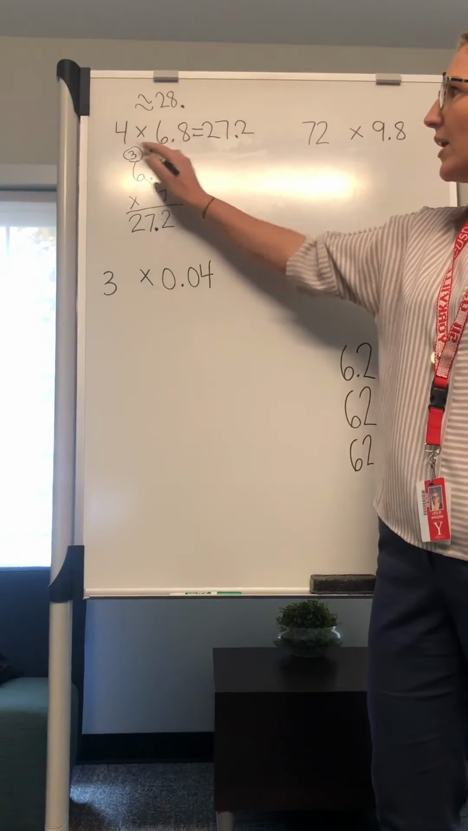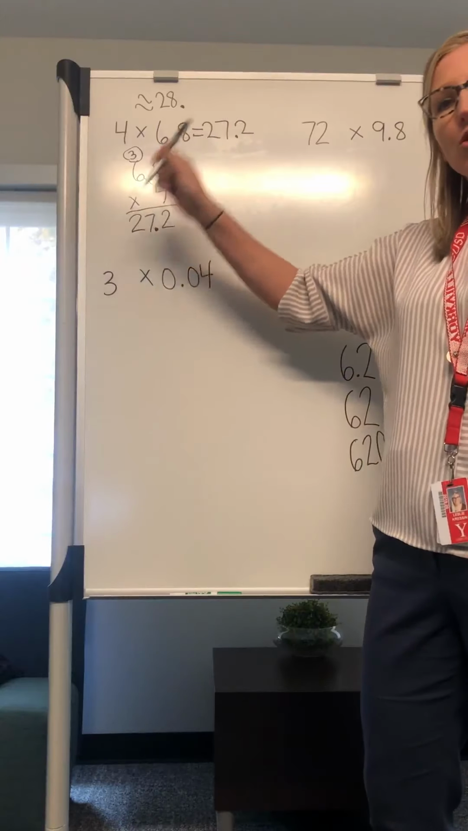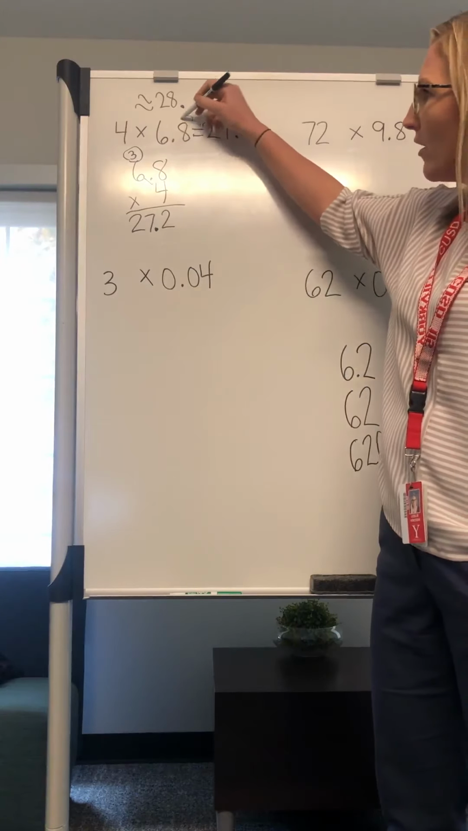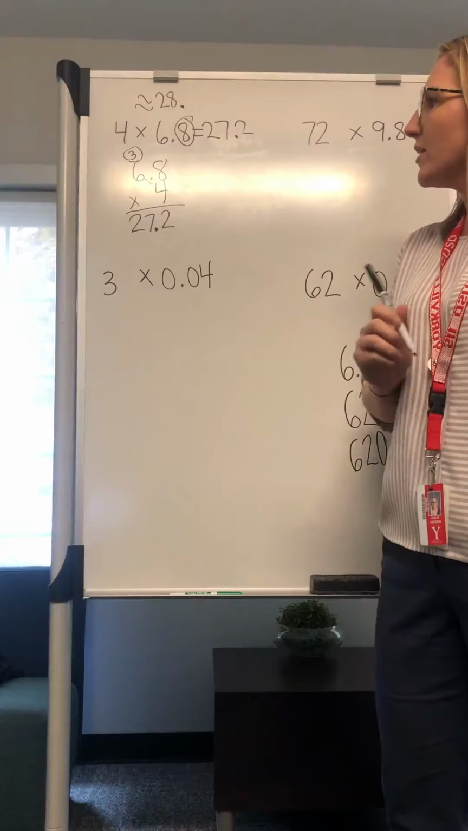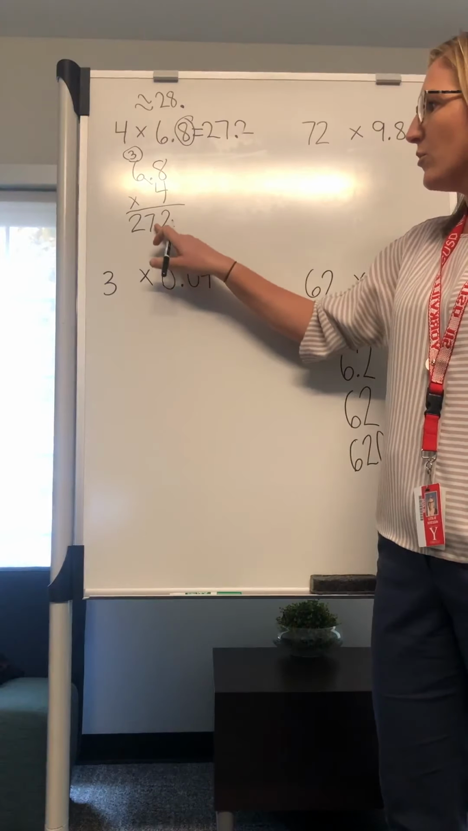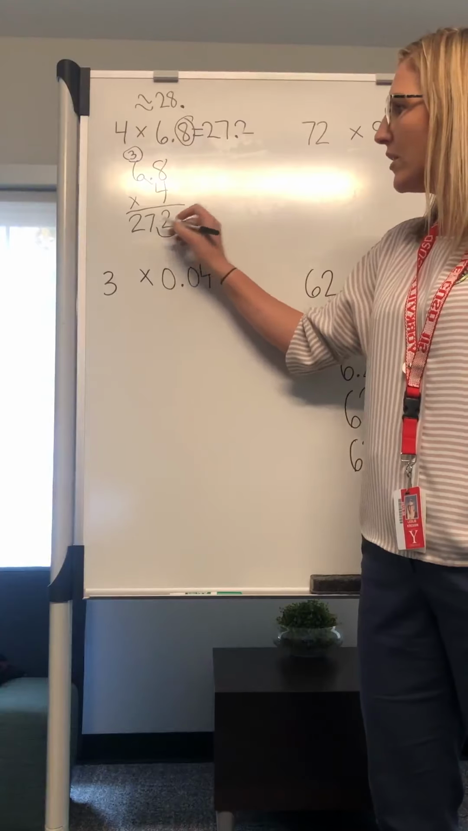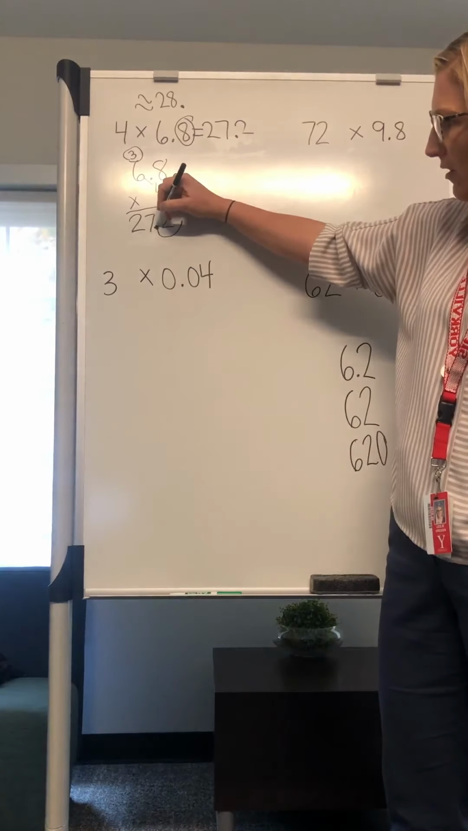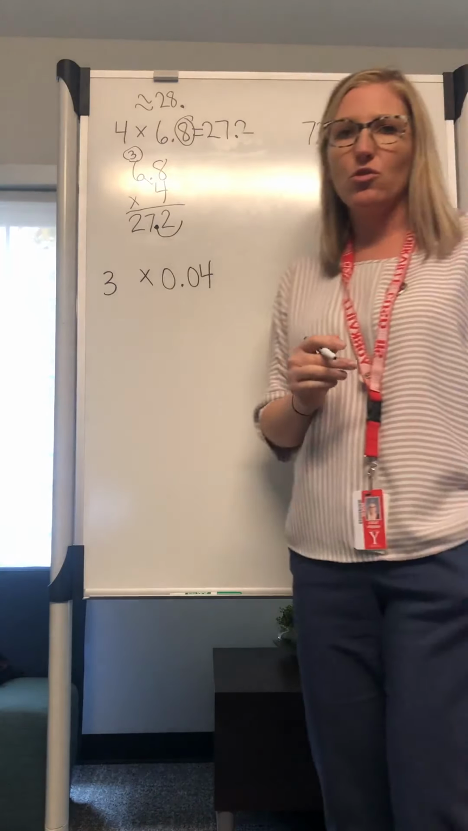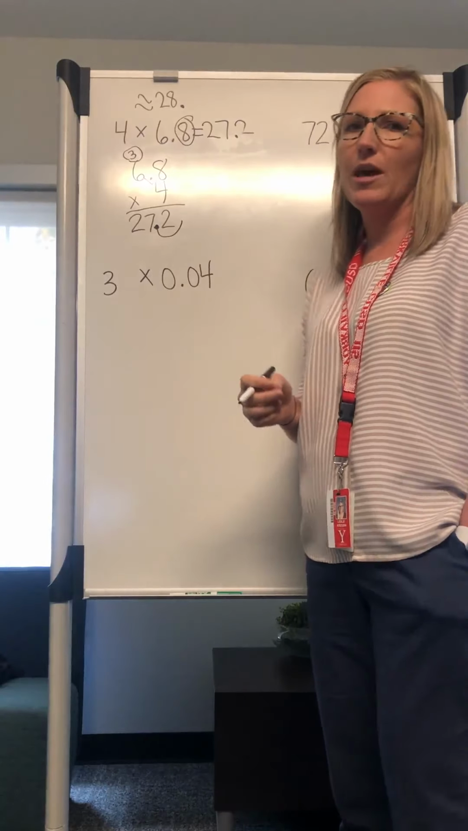The other way, if you didn't use estimation, of knowing where to put your decimal spot is looking at how many decimal spots there are to the right. In our case, I only have 1 decimal spot to the right, which means when I get my final product, I need to put 1 decimal spot back into the left. Either one of those are great ways to go about doing that.